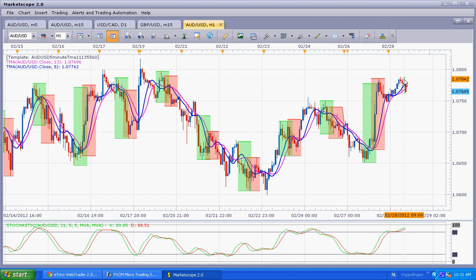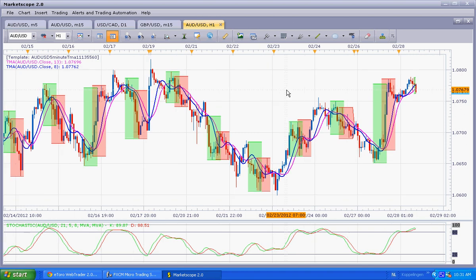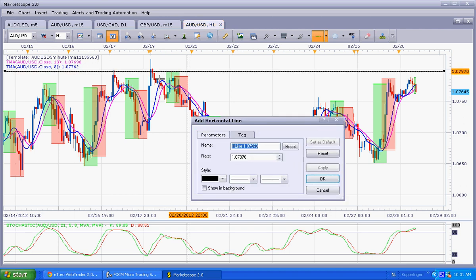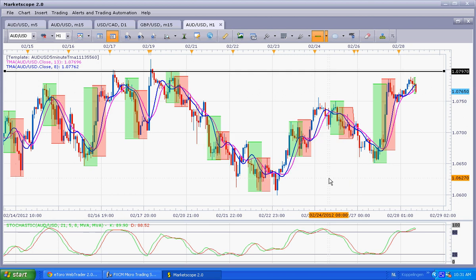So why is this happening? Please, whenever you decide to look at this chart, always look to the left. It's a golden rule. It will help you a lot. You can see there was resistance up here, and on this day, February 20th, there was resistance here.